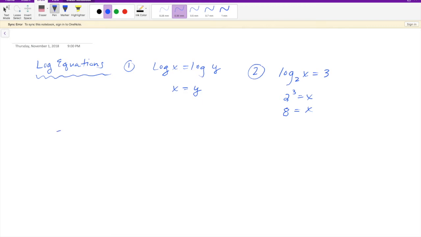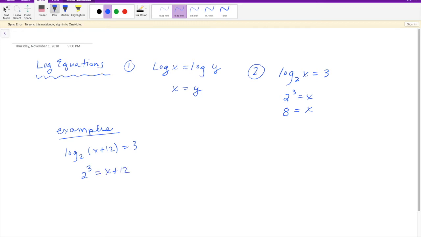So some examples of equations that you'll be asked to solve. Let's say we have something pretty basic like log base 2 of x plus 12 is equal to 3. Then we have log equals number, so rewrite this as an exponential expression. I have 2 to the third power equals x plus 12. So 8 equals x plus 12. So x is equal to 8 minus 12, which is negative 4.